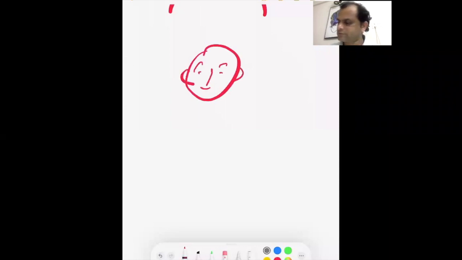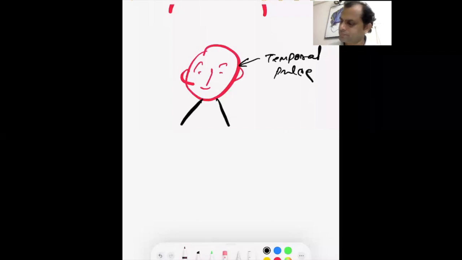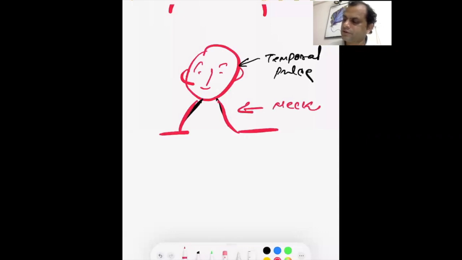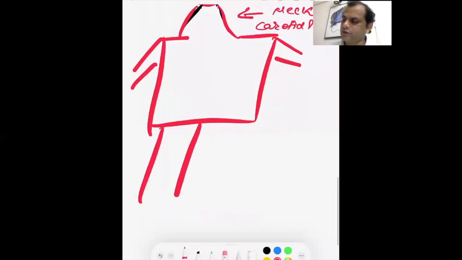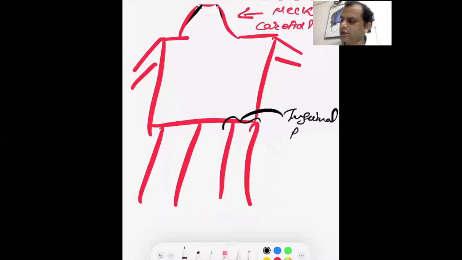So when we are checking the pulse in our whole body, there are many points where we can feel the pulse. Like we can feel the pulse in the temporal area, that is called temporal pulse. We can feel the pulse in the neck area, that is called carotid pulse. We can feel the pulse in the inguinal area, that is called inguinal pulse.